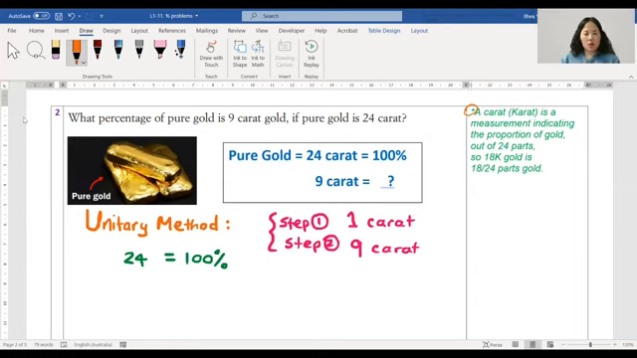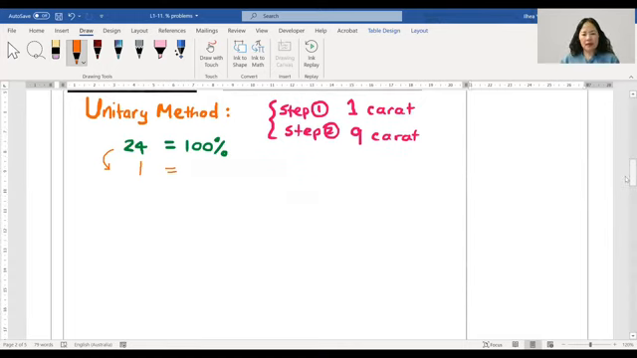So I'm going to start with 24 equals 100%. That's 24 carat is 100%. What we have to do is find the 1 carat first. And then we need to convert that 1 carat to 9 carat. And that will give us the percentage. Anyone here, jump in. How do we make 24 carat to 1 carat? Divide. Divided by what? By 24. Excellent, good job. So 24 divided by 24, you're only going to get 1 when you divide it by itself. I'm going to do the same thing, divided by 24 here.